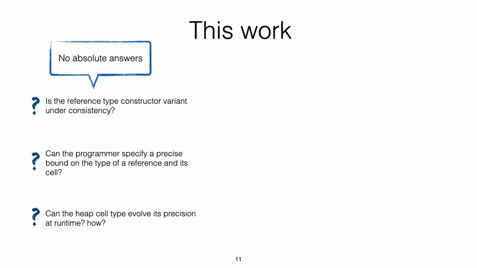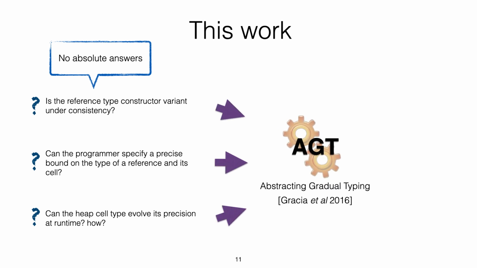Of course, there is no correct answer to this question, but we try to answer them for a gradual language derived with a systematic methodology. In particular, we consider the abstracting gradual typing methodology, or AGT, as it naturally scales to auxiliary types such as mutable heaps. AGT helps to systematically derive a gradual language from a static language using abstract interpretation at the type level.